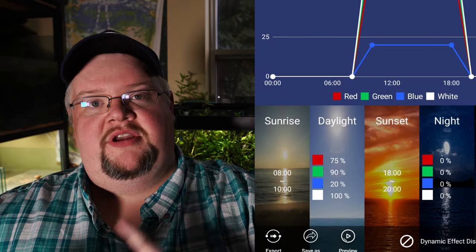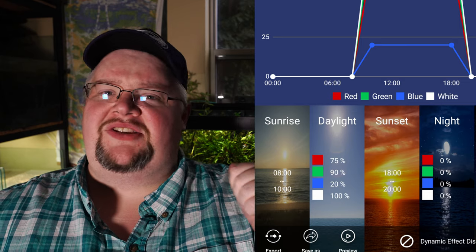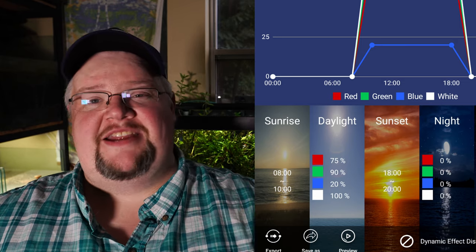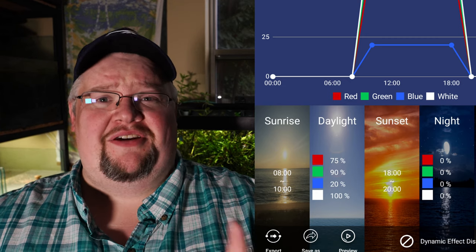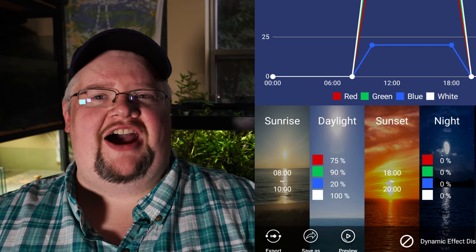So, first things first. For our daylight, white 100%. Blue 20%. I know normally I keep blue really low, but the way this light is designed, 20% blue is very, very little. Our green is 90%. And I know that sounds really high, but trust me, green light is actually really, really effective in the aquarium in combination with our red light, which we're going to set to 75%.